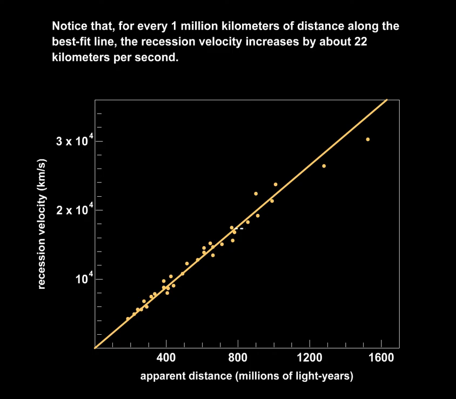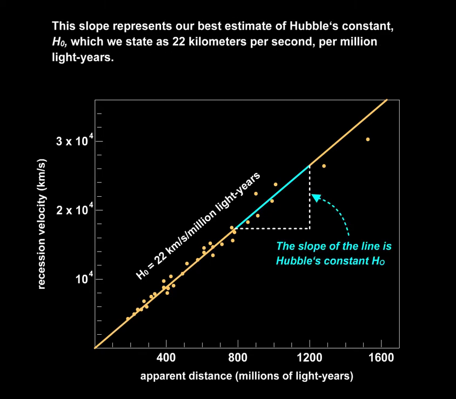Notice that for every 1 million light years of distance along the best fit line, the recession velocity increases by about 22 kilometers per second. This slope represents our best estimate of Hubble's constant, H naught, which we state as 22 kilometers per second per million light years.